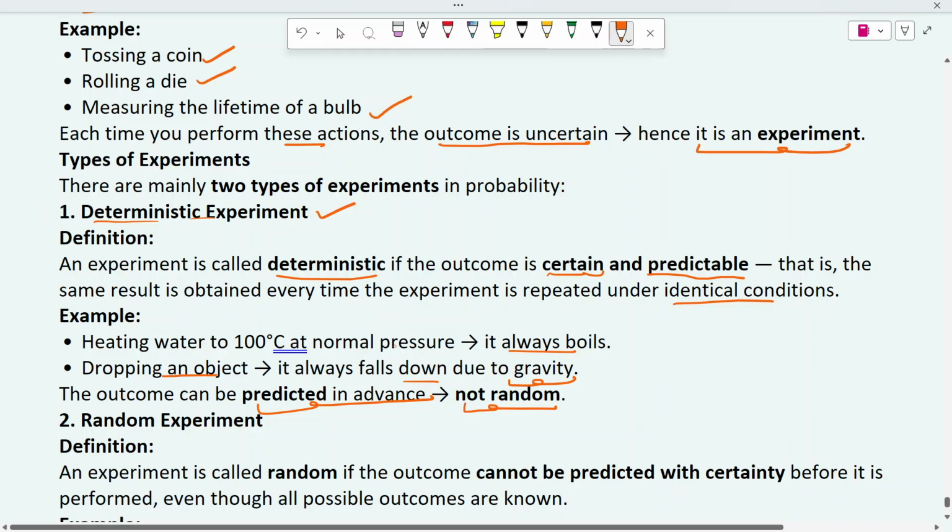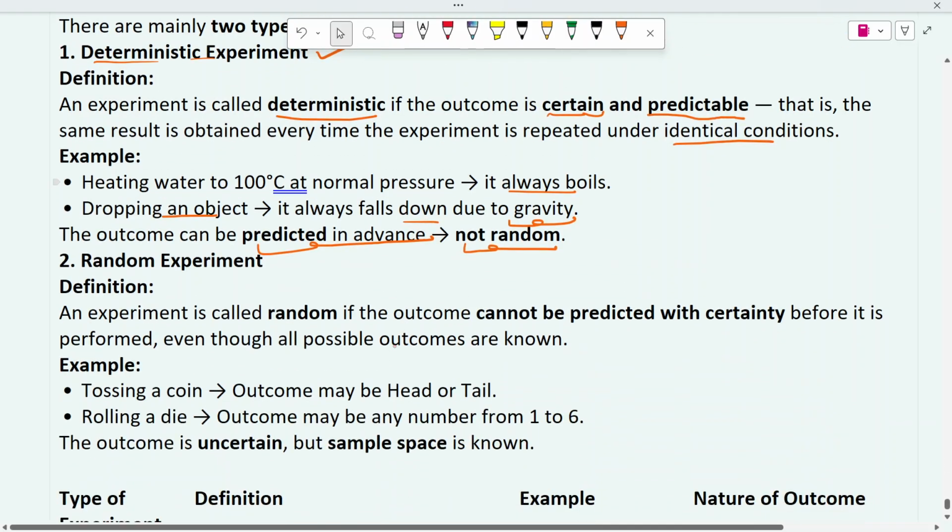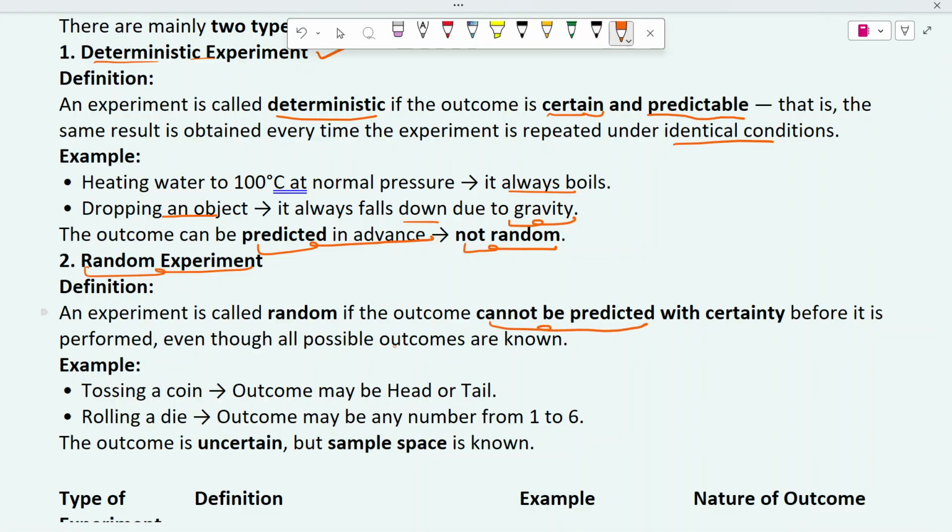The next type of experiment is random experiment. What is a random experiment? If you are not able to tell or predict the outcome of the experiment with certainty before performing it, if you are not able to tell the outcome surely, then those experiments are called random experiments. Only after performing the experiment are we able to know the outcome.